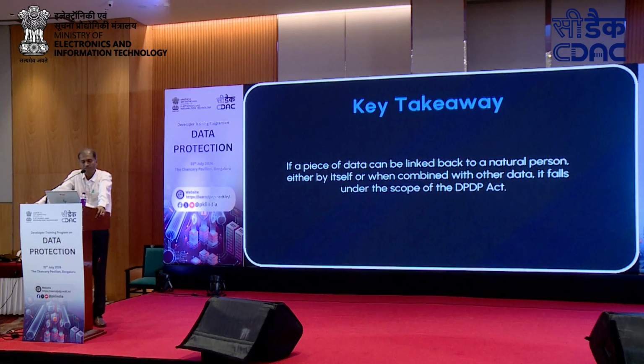The main takeaway for this part is that if a piece of data can be linked back to a natural person, either by itself or when combined with other data, it falls under the scope of the DPDP Act. Even non-personal data, or tokenized data, that can point back to the individual falls under the DPDP Act. As long as it cannot be traced back to the individual, then it is clear.